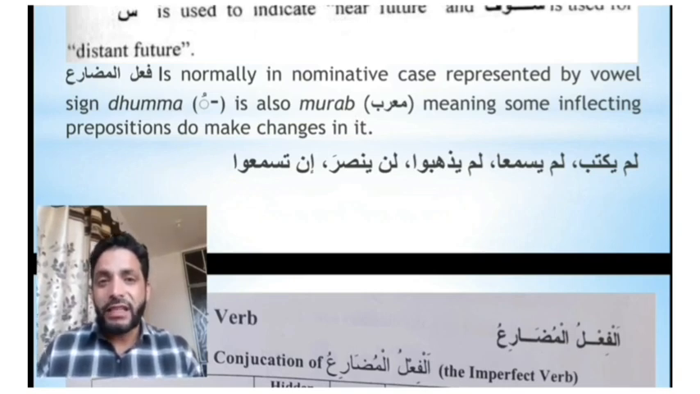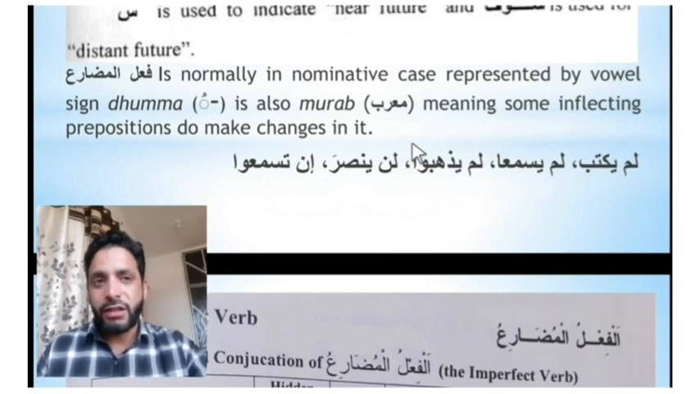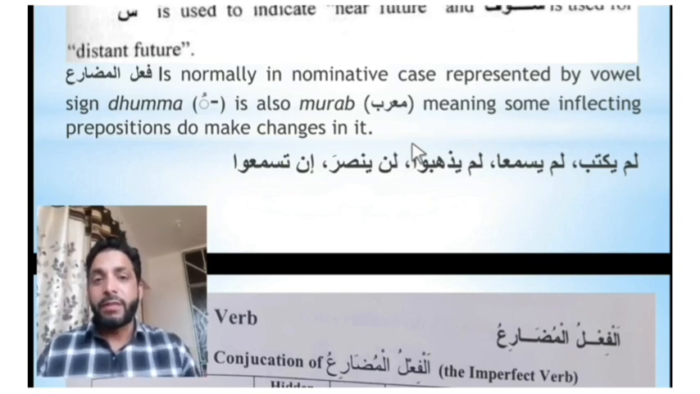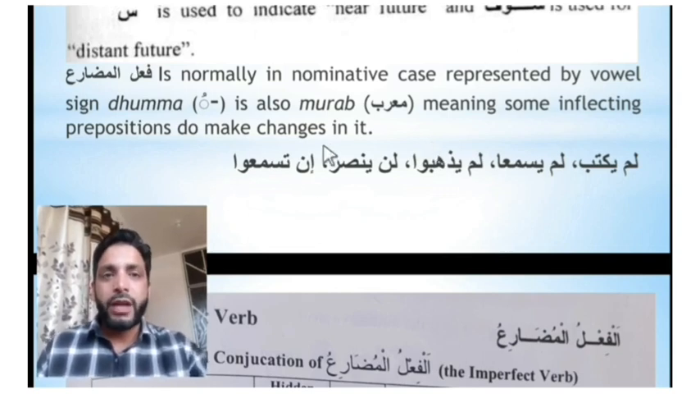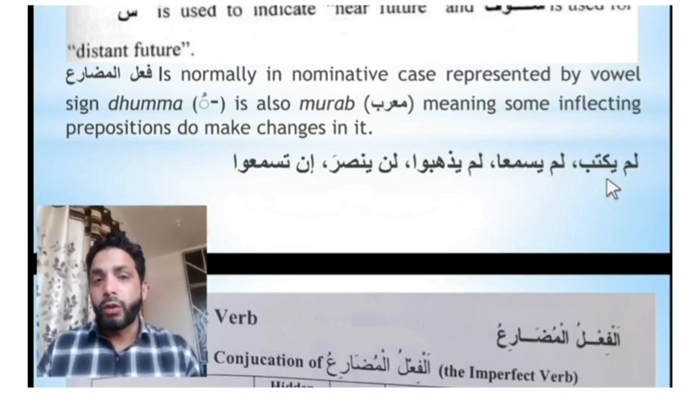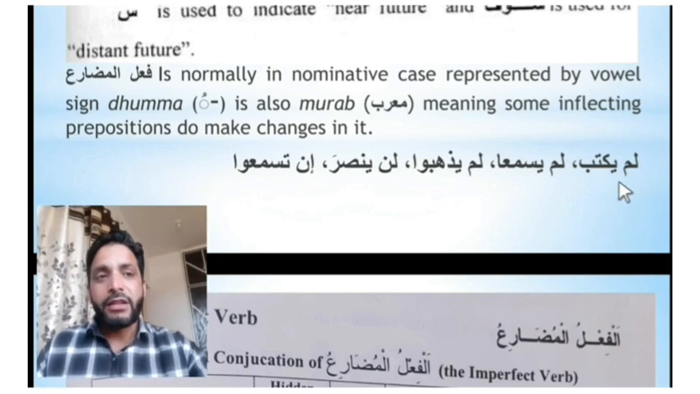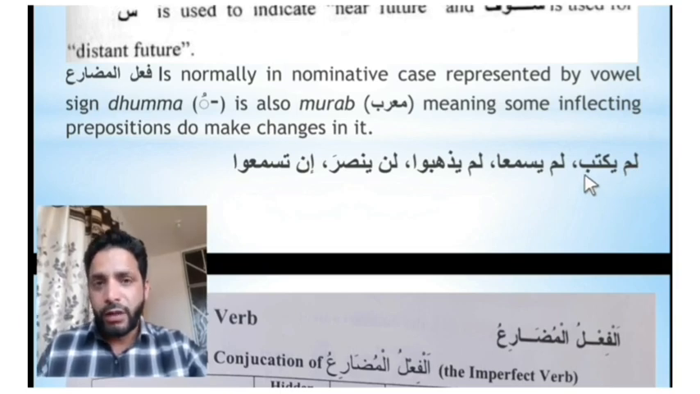And no inflecting preposition acts on Fi'l Mazi. But Fi'l Muzari is Mu'arab. It changes at the last by using some awamil, inflecting prepositions. Some inflecting prepositions do make changes in it. Suppose yaktubu: when I added lam, this is an inflecting preposition, it acts on this Fi'l Muzari. It became yaktub. It became sakin at the end.